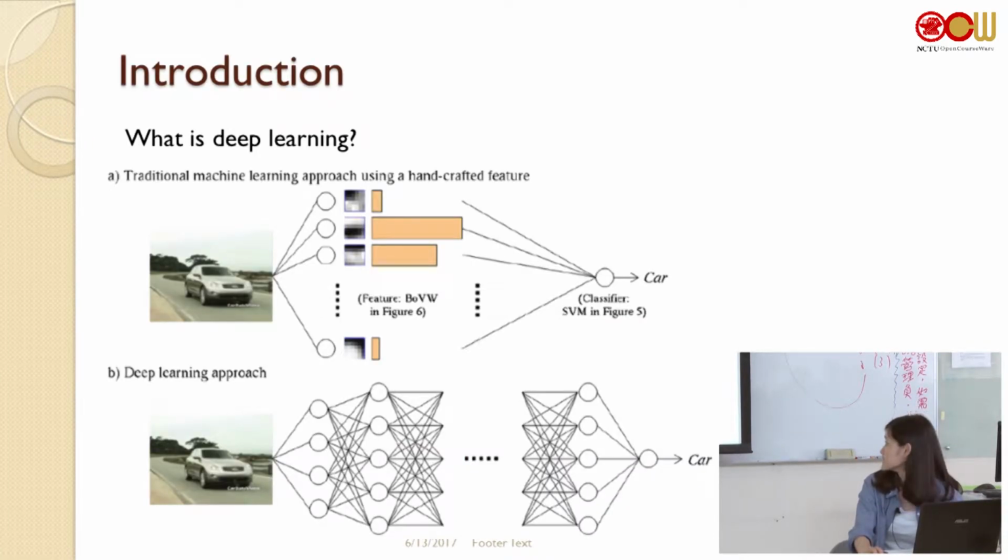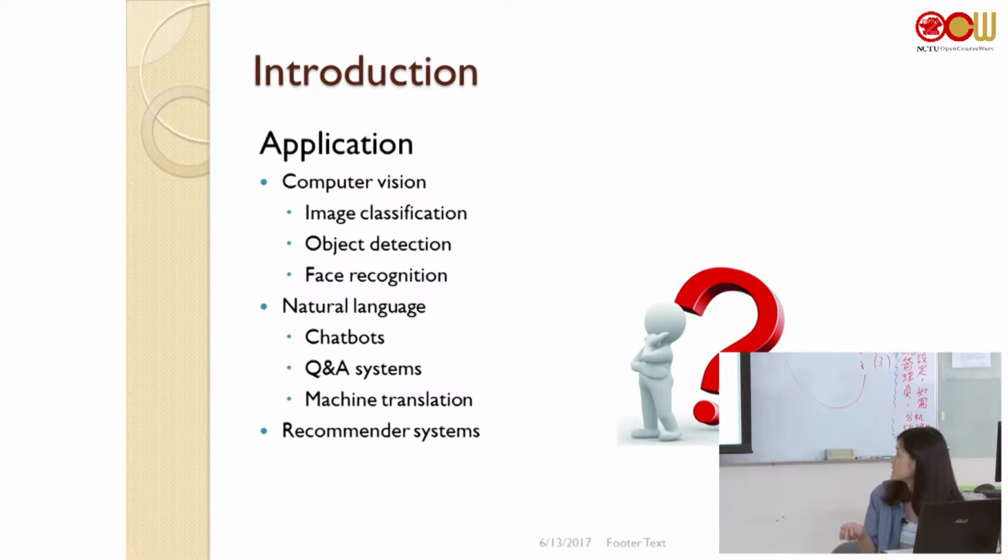What is deep learning? Traditional machine learning extracts features as input data, and different approaches may affect the result. However, deep learning can learn important features by itself. Nowadays, deep learning is really popular. I list some applications on this page, such as computer vision, face recognition, Q&A systems, and recommender systems.